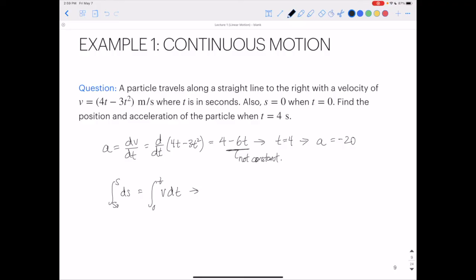We can write this as, s0 is just 0, so the integral on the left-hand side is just s, and that is equal to the integral from 0 to t of our velocity function, 4t minus 3t squared, dt. And this is equal to 4t squared over 2 minus 3t cubed over 3, all evaluated from 0 to t. We care about when t is equal to 4 seconds, so we evaluate from 0 to 4. If we do this, we get our answer to be minus 32 meters. So our position after 4 seconds is 32 meters in the negative direction.